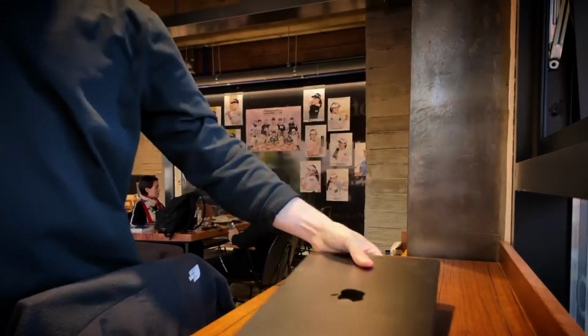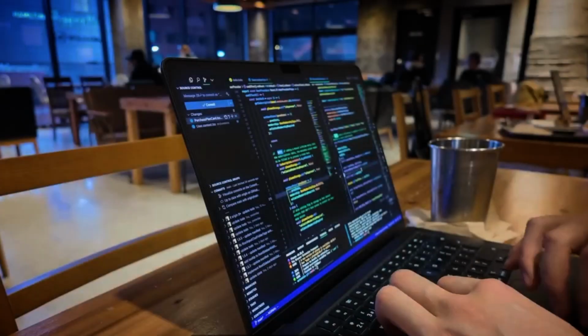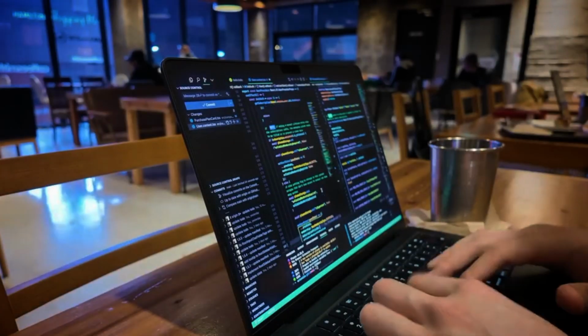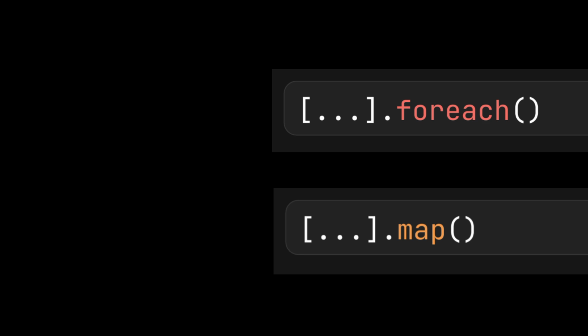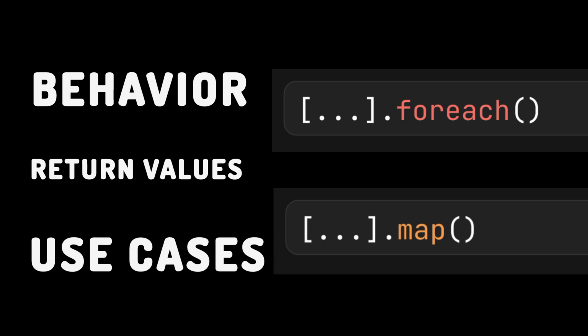Until a few months ago, I always used the map function and rarely used the forEach function, without realizing the use cases. By the way, forEach and map are both array methods used for iterating through arrays, but they differ in their behavior, return values, and use cases.